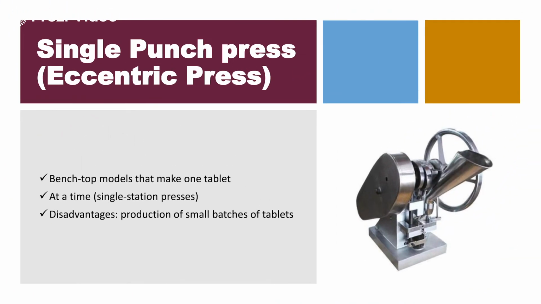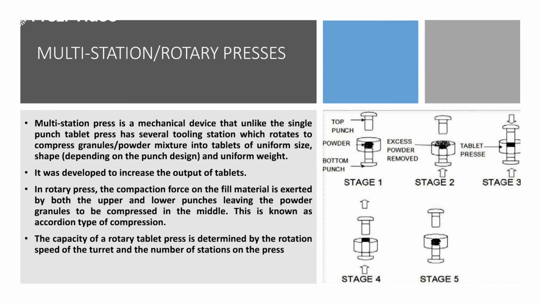So this is the diagram for the single punch press, whereby only a single tablet would be formed at a time. This was the main disadvantage and the reason for discontinuation of the single punch press, because only small batches of tablets can be produced with this process. If you want to manufacture a large number of tablets for commercial production, we need to go ahead with the multi-station rotary presses.